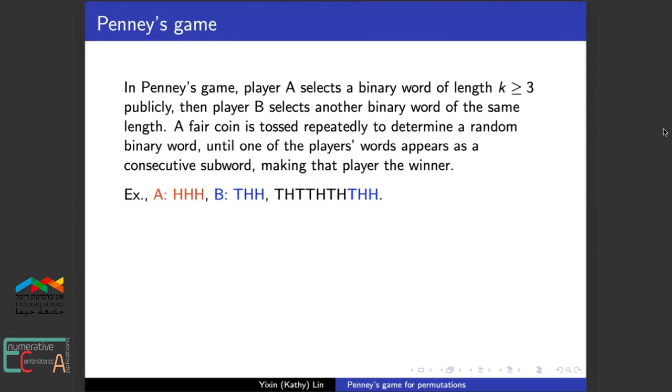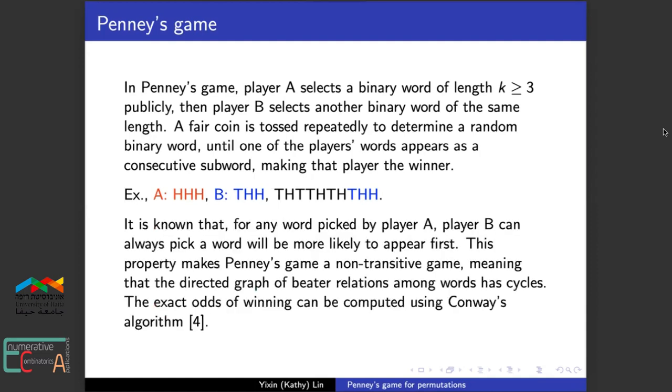For example, say player A chooses HHH, player B chooses THH, and the outcome of the coin tossing is as written here. Since THH shows up before HHH, player B wins. It's known that for any word picked by player A, player B always has a winning strategy. This property makes Penney's game a non-transitive game, meaning that the directed graph of beating relations among words has cycles. The exact odds can be computed using Conway's algorithm.